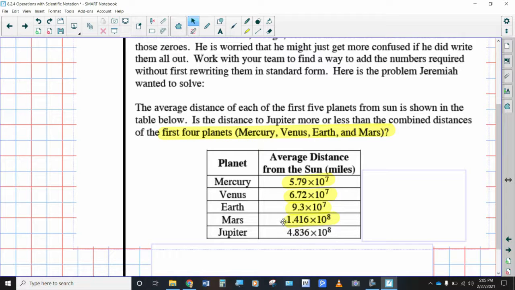So what we need to do here is figure out a way to add these without going into standard form. Jeremiah doesn't want us to do that. So what needs to be done? Let me back things up.